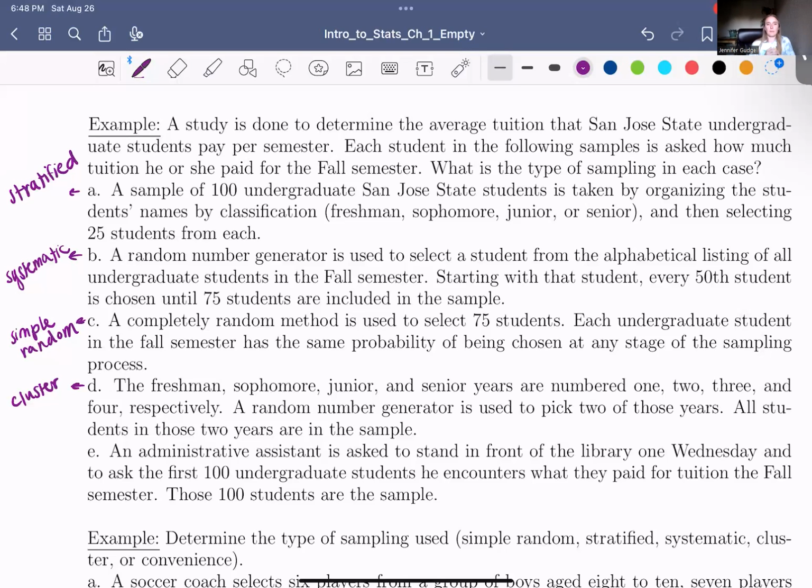And finally, an administrative assistant is asked to stand in front of the library one Wednesday and ask the first 100 undergrad students he encounters what they paid for tuition. Those 100 students are the sample. This is, you could have guessed it, convenience.